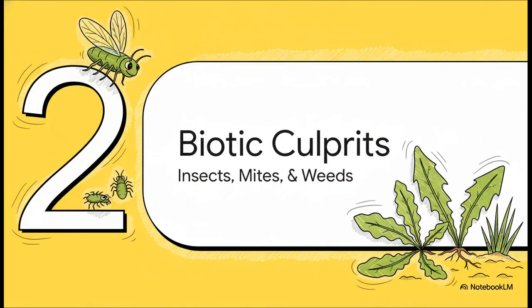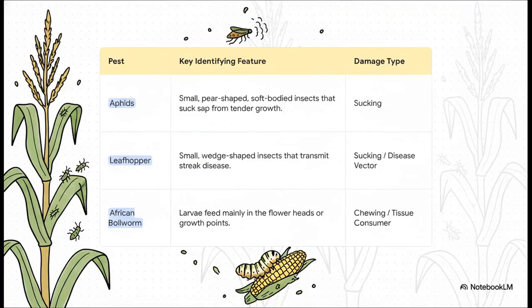Okay, so once we've surveyed the scene of the crime, it's time to build our list of suspects. Let's start with the biotic culprits. These are the living organisms that are eating, infecting, or just plain out competing our crops. Let's get to know the usual lineup: insects, mites, and weeds. Let's take a maize crop, for instance. You've got a whole cast of potential villains here.